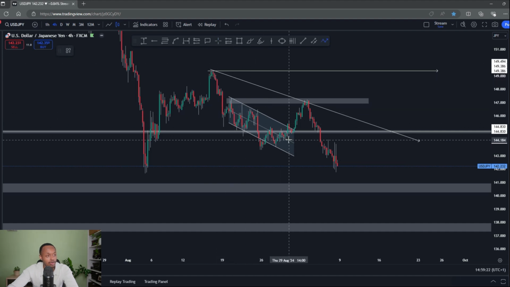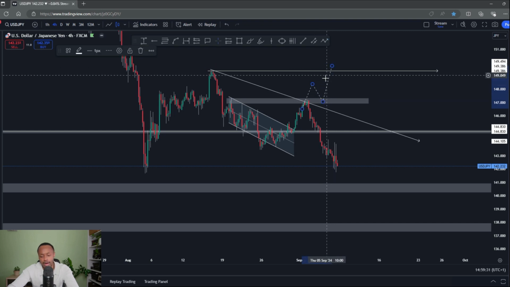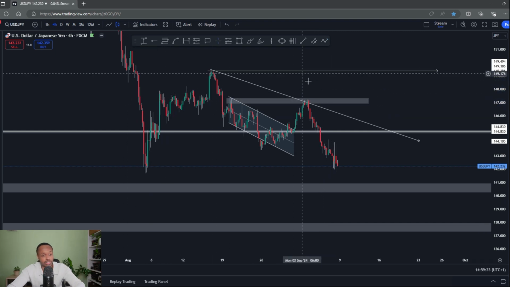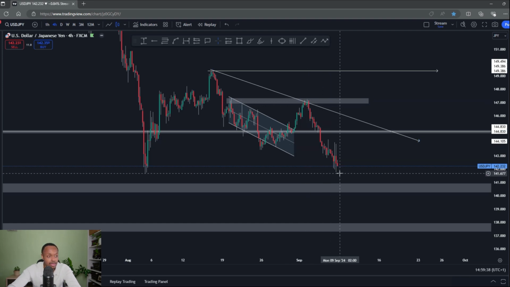We saw a nice breakout of this smaller descending channel here on the 4-hour. So I expect momentum to pick up. And if we got the break of 147, I said I was looking for the retest for the buy back to the high. Of course, as we can see, that didn't happen. Price respected 147 and we had a big sell off to the downside.